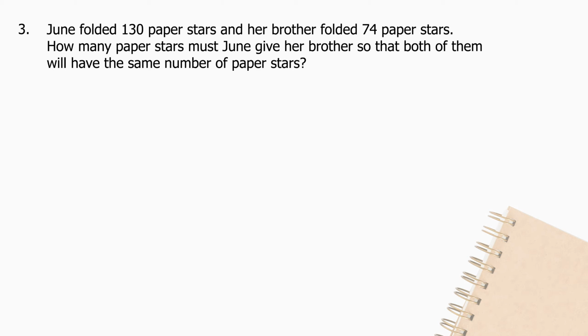Question 3. June folded 130 paper stars, and her brother folded 74 paper stars. How many paper stars must June give her brother, so that both of them will have the same number of paper stars?